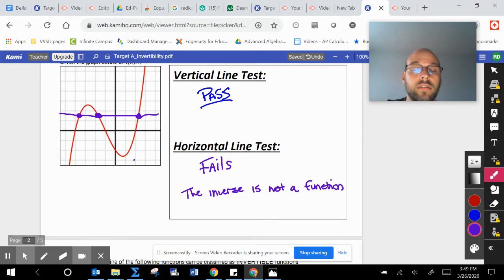So since one passes and the other fails, the only conclusion that we can have here is this is not invertible. Okay, I'll say it once, I'll say it again, over and over. It must pass both line tests, vertical and horizontal, in order to be called an invertible function.